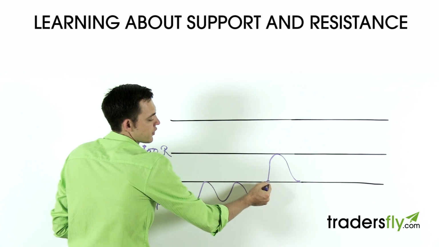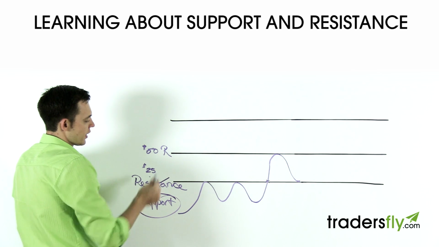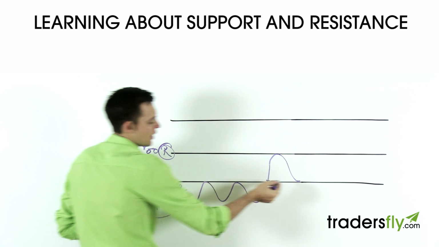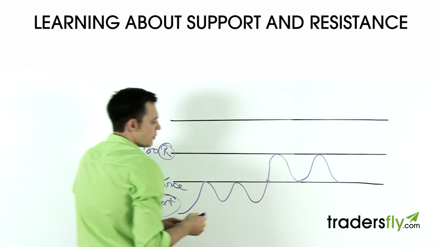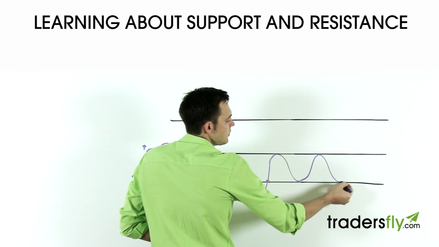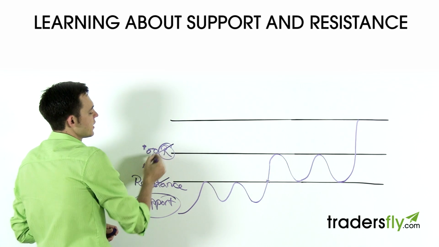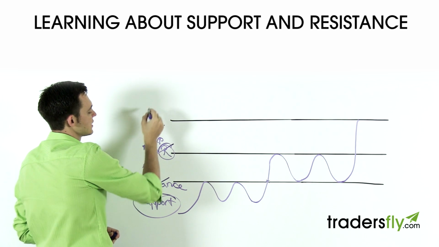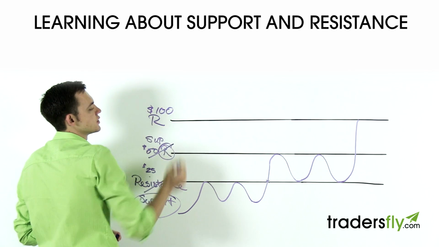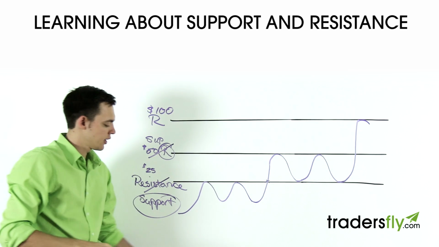Now, if it did break through here, now this changed to our support line, and this is now our resistance line. And again, it can go back up and back down, bounce off that level, and then again go back to that next level. And now this becomes our support line, and this becomes our resistance line at maybe, let's say, $100. Okay, and it'll keep doing that over and over and over again.